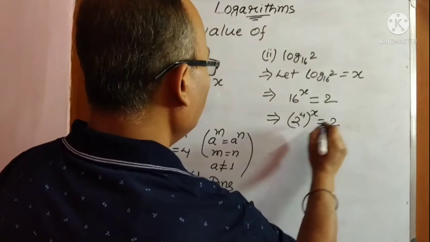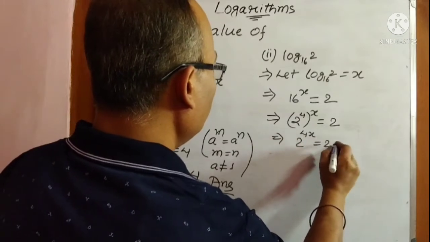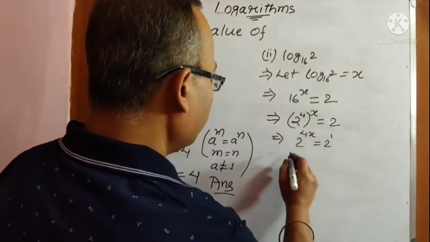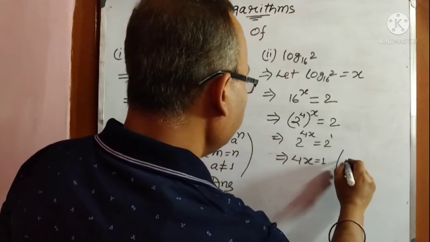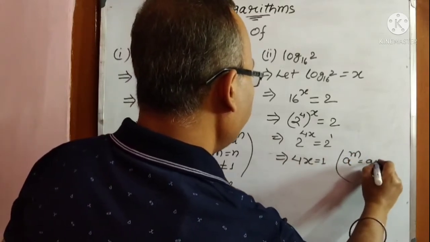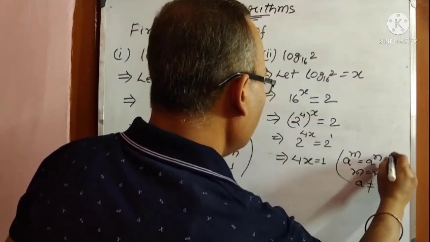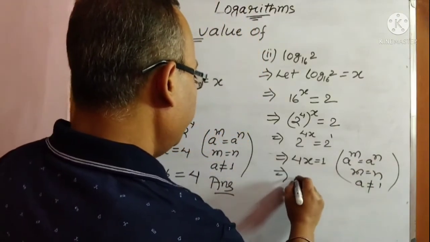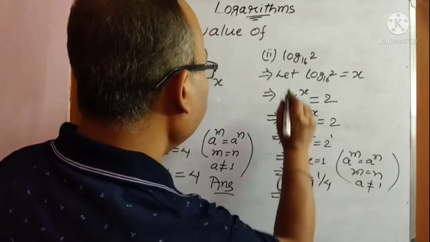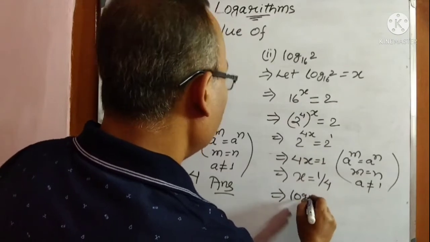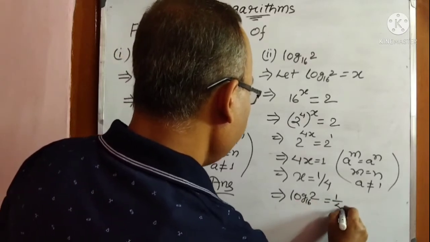X is equal to 2. So, 2 to the power 4x is equal to 2 to the power 1. Same thing, 4x is equal to 1. In the bracket, same: a to the power m is equal to a to the power n, so m is equal to n, where a is not equal to 1. So, x is equal to how much? 1 by 4. So your answer will be log of 2 to the base 16 is equal to 1 by 4.